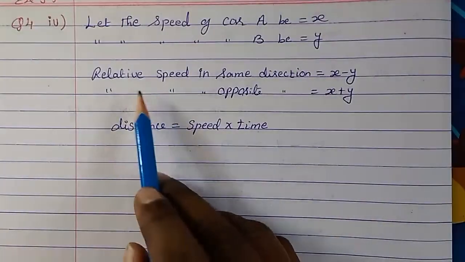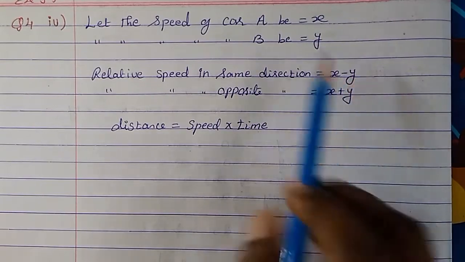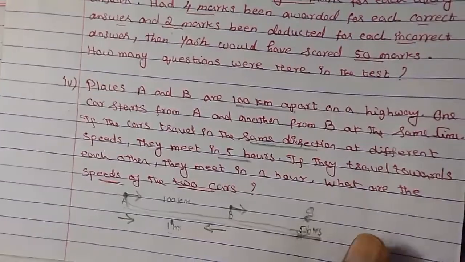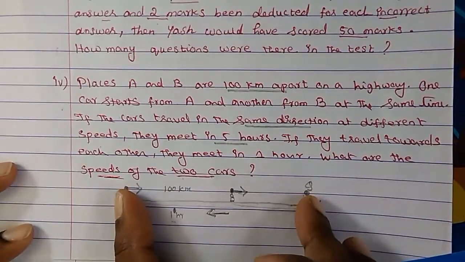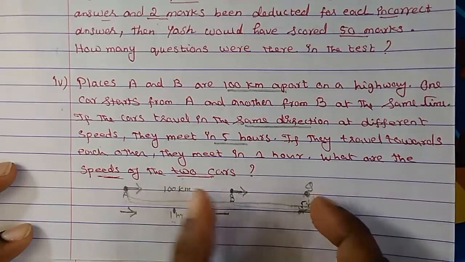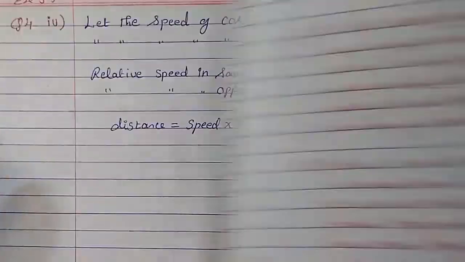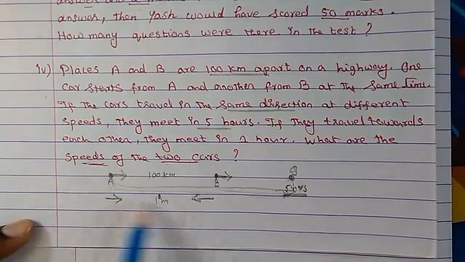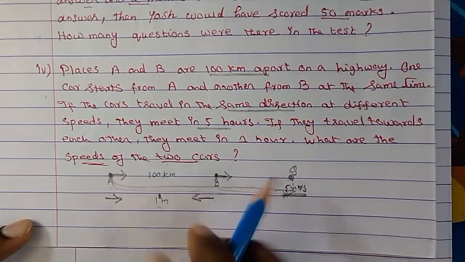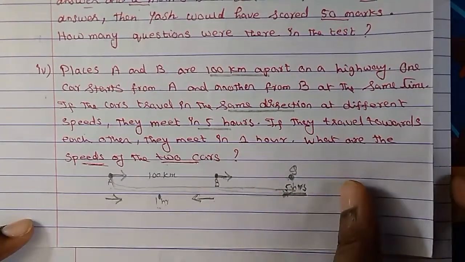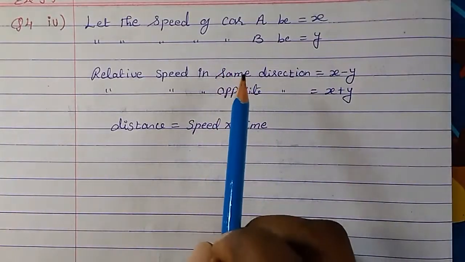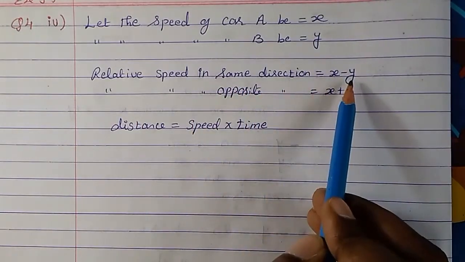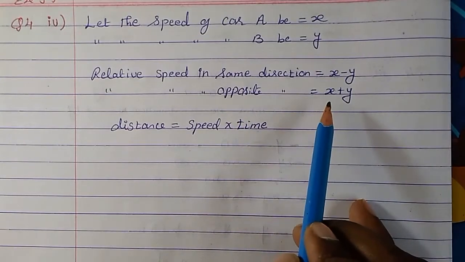So that is why I have written relative speed in the same direction x minus y, because the speed of car A is x, and the speed of car B is kept as y. Same direction means we have to subtract, because A has to travel up to here. Now if the cars are traveling in opposite directions, A in this direction, B in this direction, both meet at one point, so for the relative speed we have to add them. This you have to remember. Whenever the speed of the car comes, keep in mind this concept. Relative speed in the same direction is x minus y. Relative speed in the opposite direction becomes x plus y.